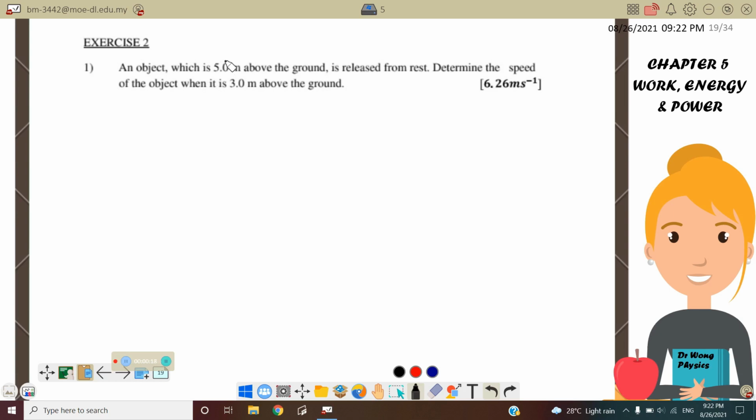An object which is 5 meters above the ground is released from rest, meaning that the initial velocity is equal to 0. Determine the speed of the object when it is 3 meters above the ground. Initially we are at a height of 5 meters from the ground, and we want to find the speed when the object is 3 meters above the ground. The initial velocity is equal to 0, so when it reaches 3 meters above the ground, what is the velocity?